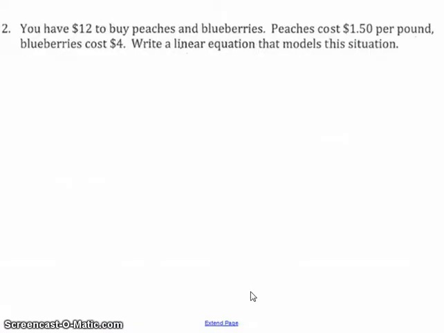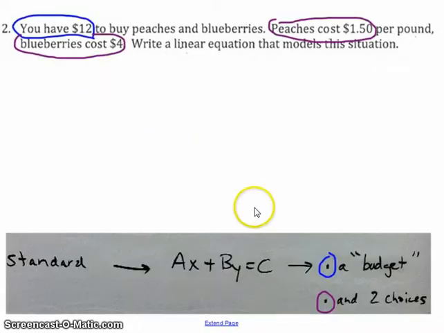By comparison, I gave you this second question here, the peaches and blueberries, and in this case, I'm going to say you have a budget. Your budget is you have $12. There are $12 in your wallet, you're looking to spend it, and you have two choices in the store of how you want to spend it. You want to buy some peaches, you want to buy some blueberries. You don't know at this point how much you want to buy of each, but you do have at least a budget and two choices.